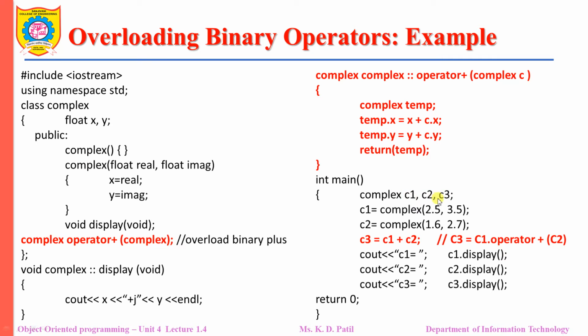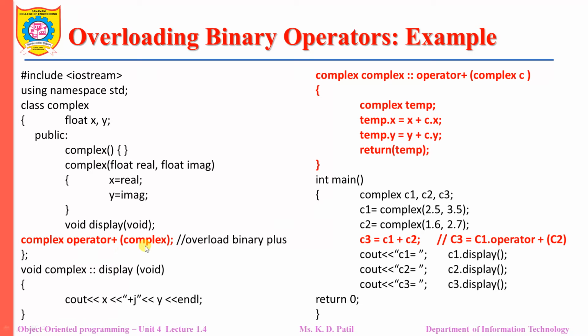Now, if you observe the main function, I have different objects over here. I have C1, C2 and C3. So, C1 will have a real part as well as an imaginary part. C2 will have a real part as well as an imaginary part. That real and imaginary part will be displayed using the display function.